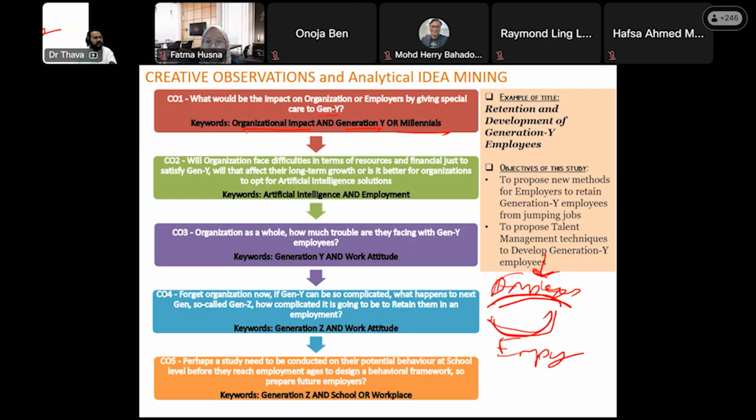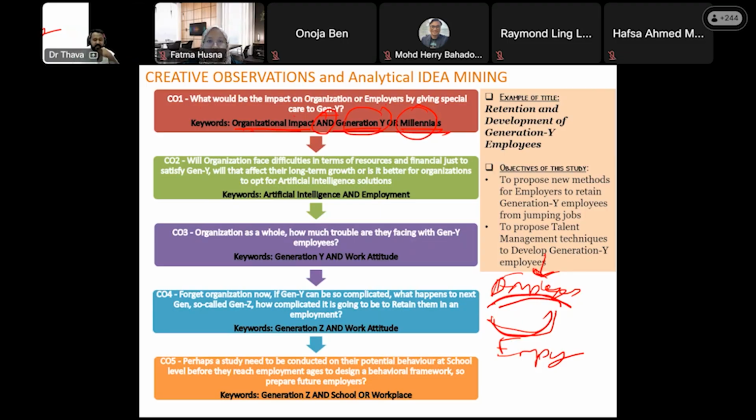The keywords here are organizational impact, Generation Y, millennials, because Generation Y and millennials are interchangeable terms. So I'm using Boolean operators here: organizational impact AND Generation Y OR millennials. That means this keyword is coupled with either this word or this word. Similarly, all these ideas. So it's just a simple switch of point of view.